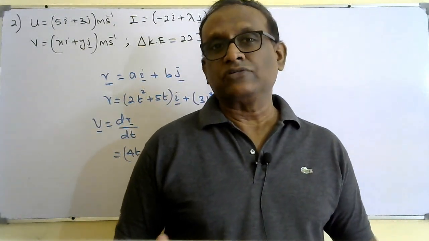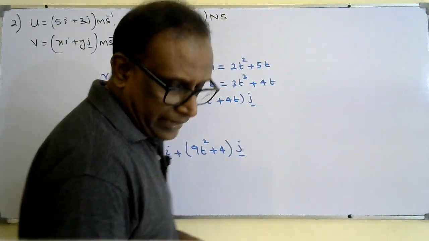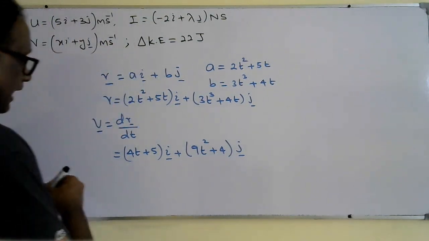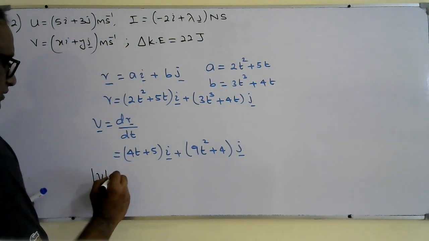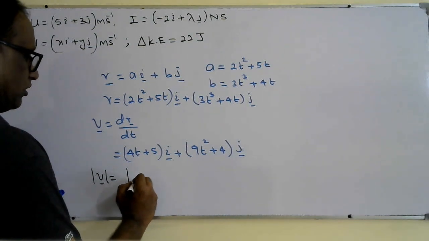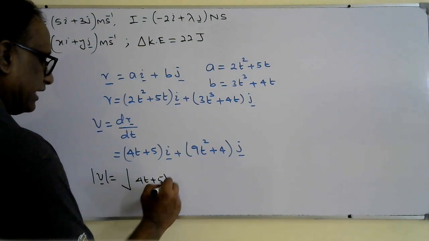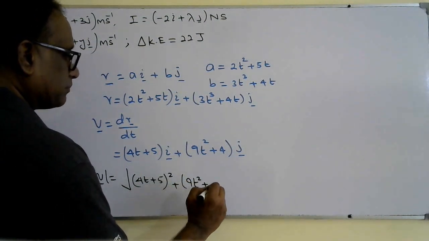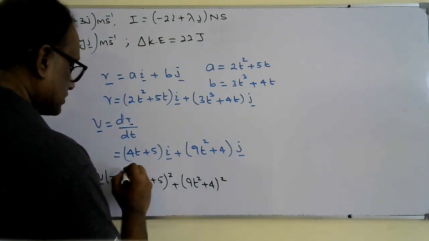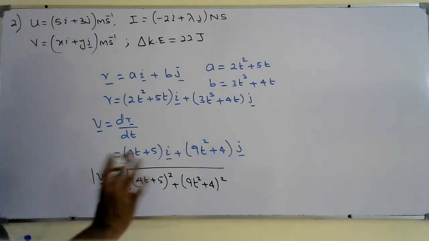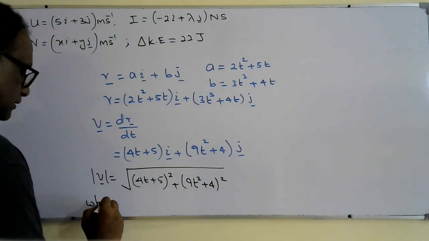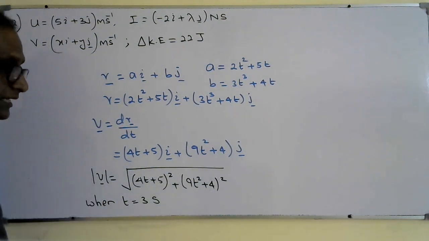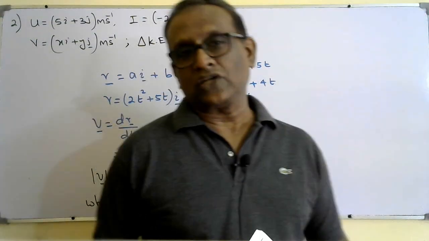Now if you want to find the magnitude of the velocity at a particular time, say for example at t equal 3 seconds, how to find the magnitude of the velocity? That is given by square root of (4t plus 5) all squared plus (9t squared plus 4) all squared. And if you want to find the velocity at t equal 3 seconds, substitute 3, you will get the magnitude of the velocity.